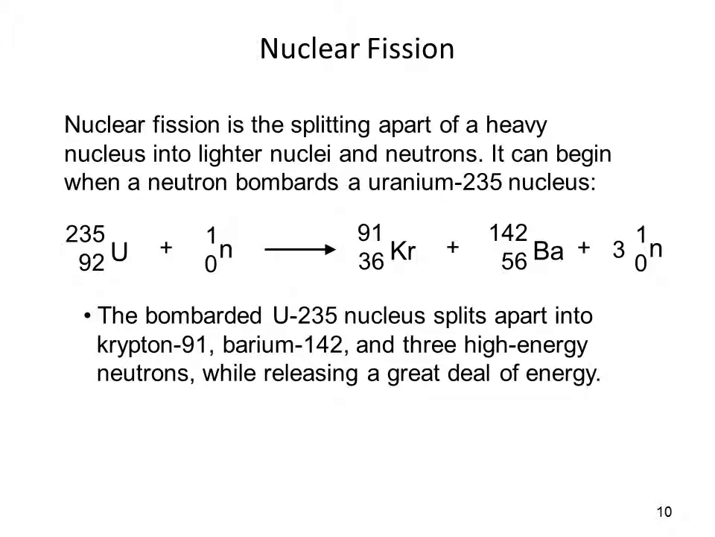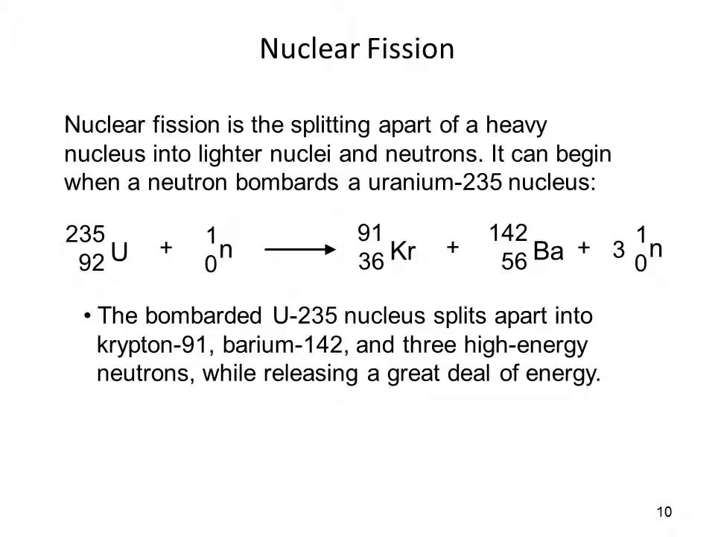The neutron hits the uranium-235 nucleus, and then that nucleus splits apart and makes a krypton-91 nucleus and a barium-142 nucleus. And of course, 3 neutrons are split out of that nuclear mess and go flying out. And of course, there's lots and lots of energy that comes out of this along with that.